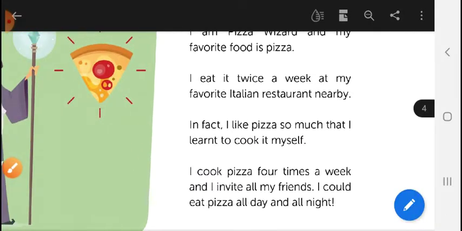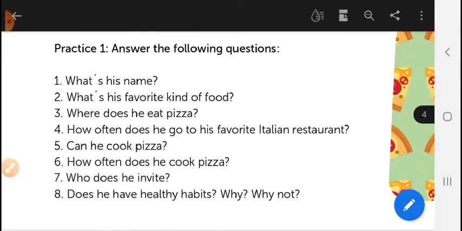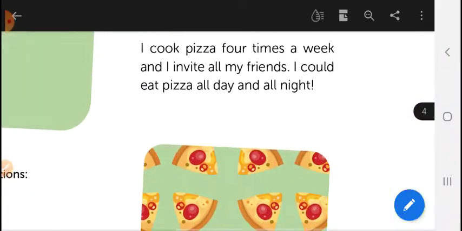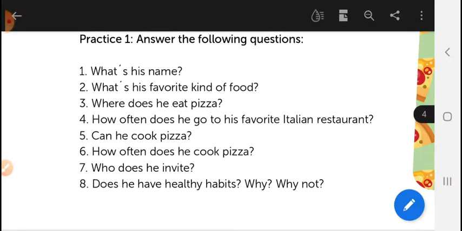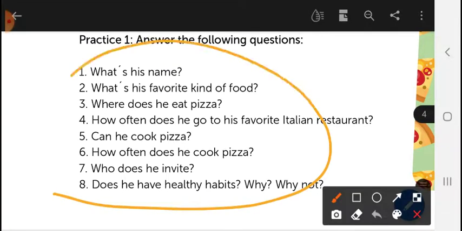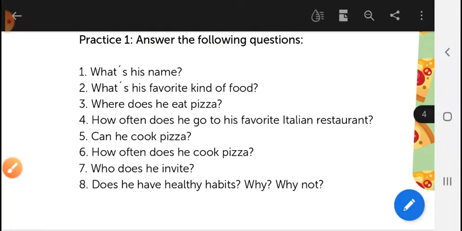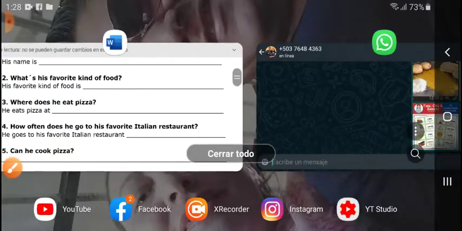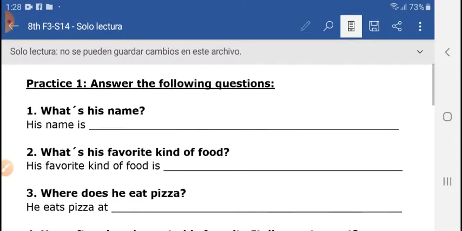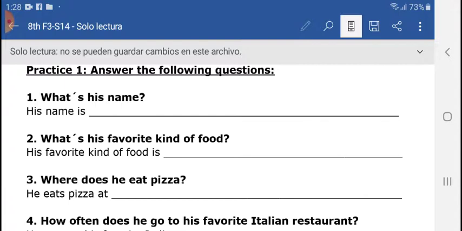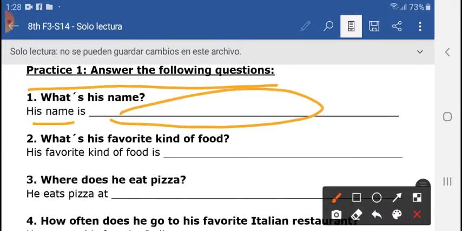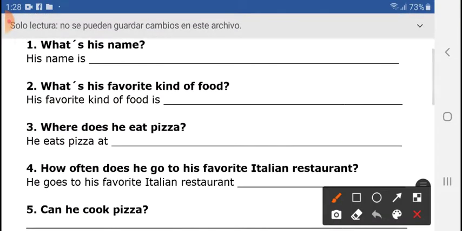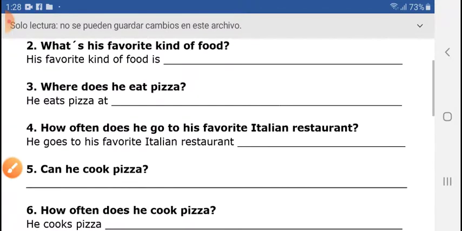Okay? Attention here, porque las preguntas todas se responden con información que está aquí. Okay? Vamos a poner un ejemplo de cómo responder these questions in English para ayudarte. Yes? Let's see the example. Here are the questions. Aquí están las preguntas. Answer the following questions. Responde las preguntas. What's his name? His name is Pizza Wizard. What's his favorite kind of food? His favorite kind of food is pizza. Where does he eat pizza?